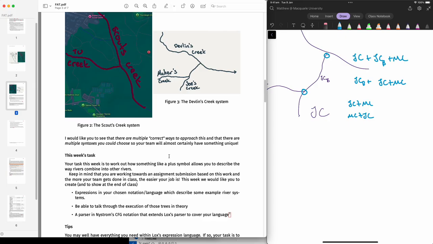which on some of our versions will be exactly identical to the other one. But there is something in the system here I'm not capturing. What I'm not capturing is that JC bottom is downstream of JC and MC. In this one, maybe it's kind of there.